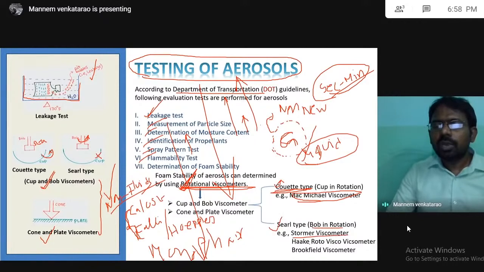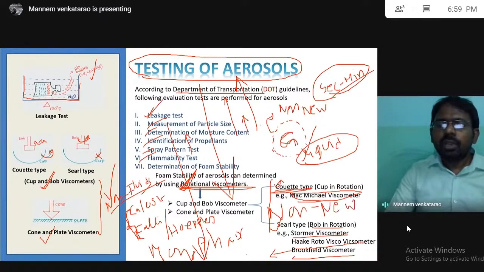Examples: Stormer viscometer, Haake Rotovisco viscometer, Brookfield viscometer. These viscometers are used to calculate the viscosity of only non-Newtonian fluids. Foam is a non-Newtonian fluid because it contains gas and liquid. Okay, next. Here the Brookfield viscometer has one specificity. Actually, these are all used to measure the viscosity of non-Newtonian fluids. Exception: Brookfield.